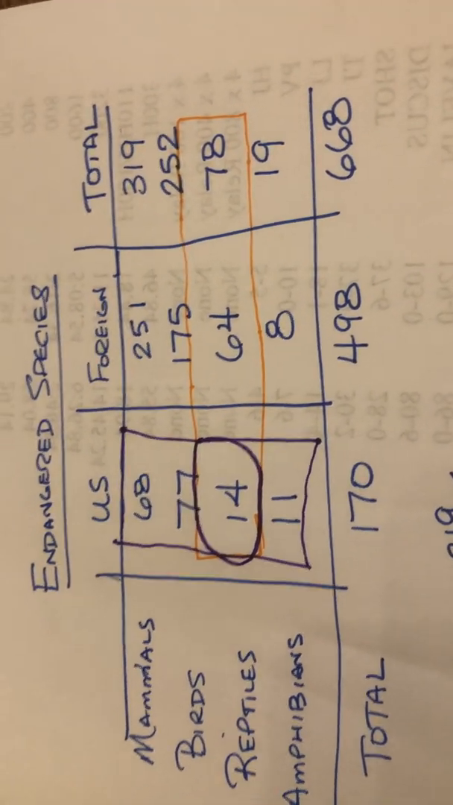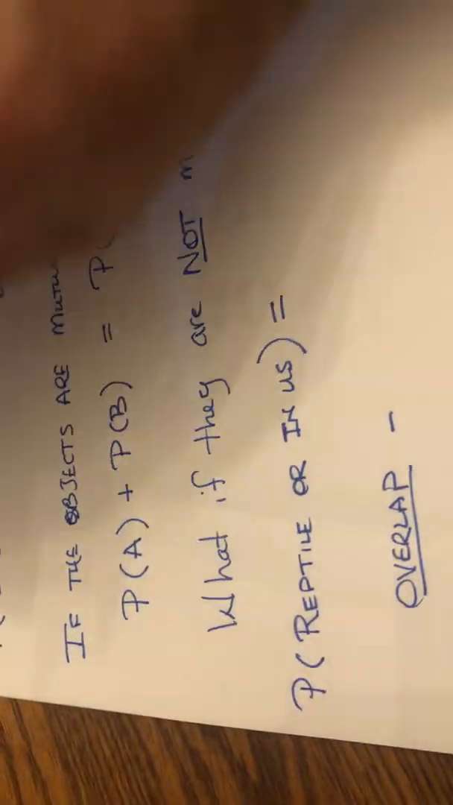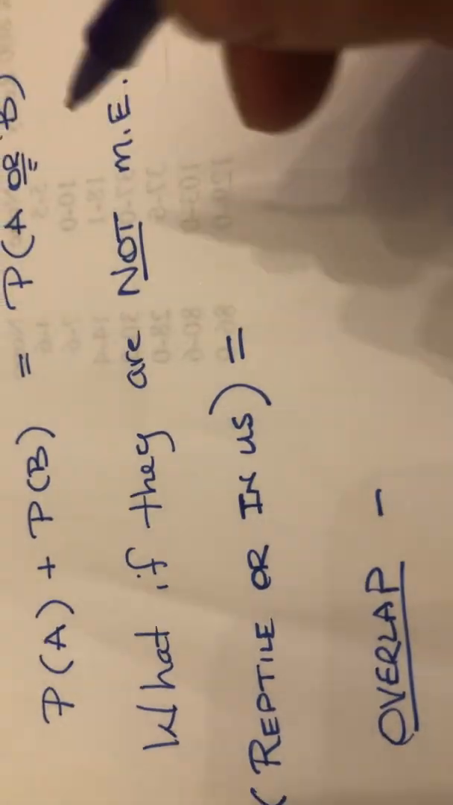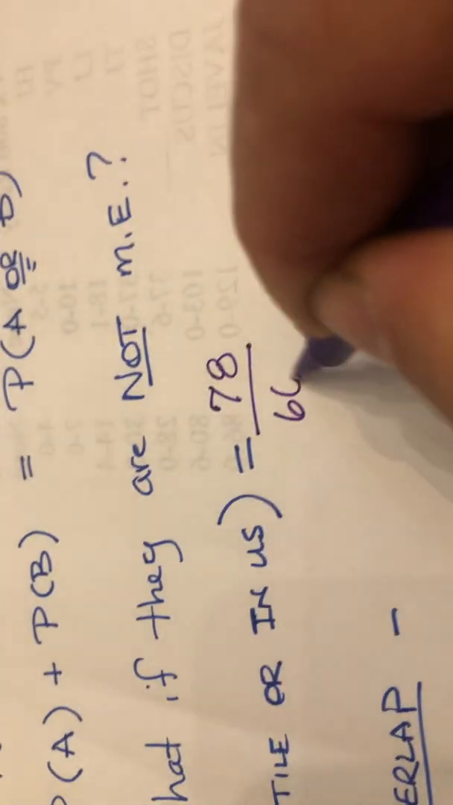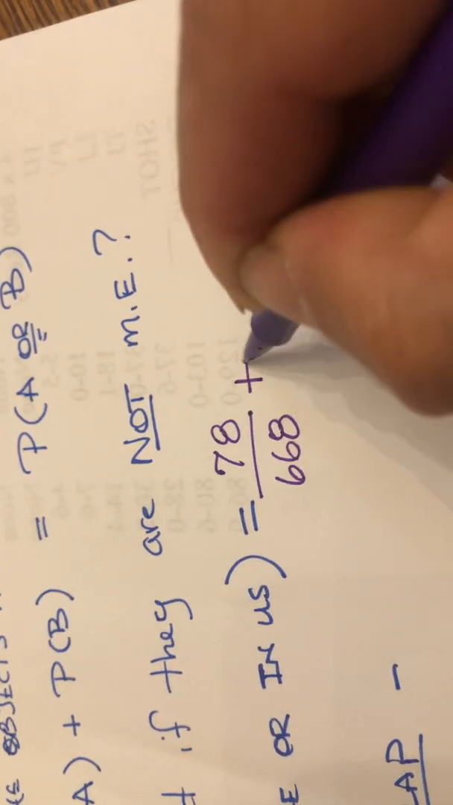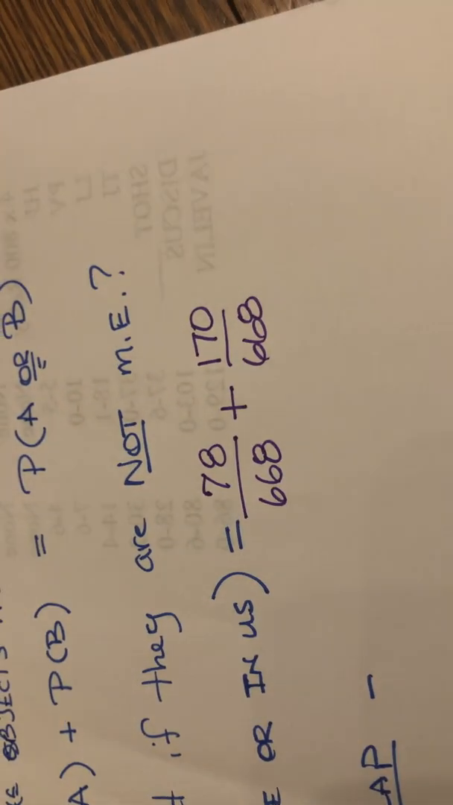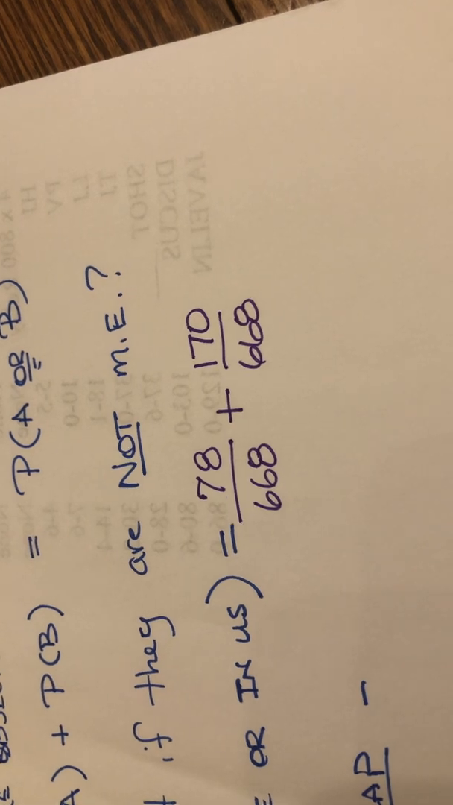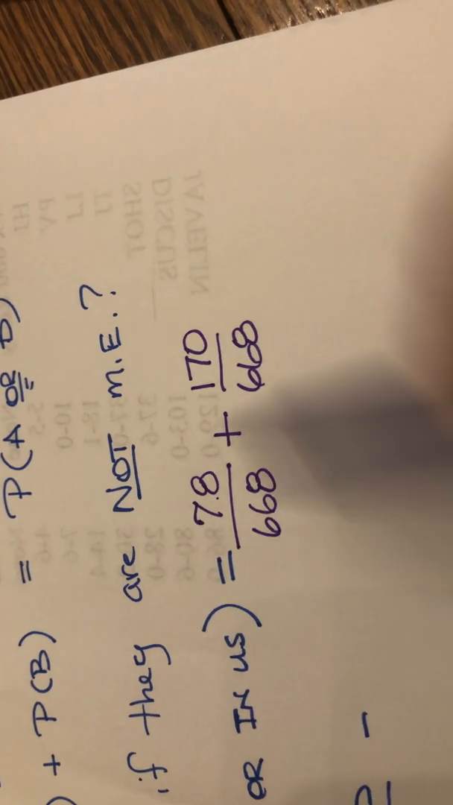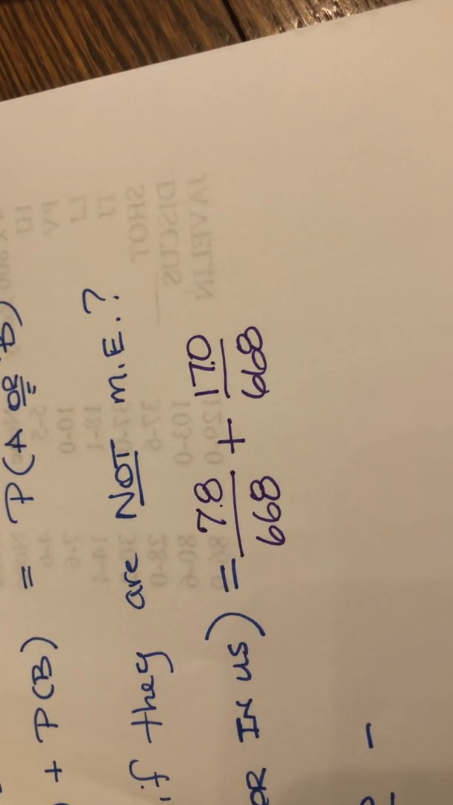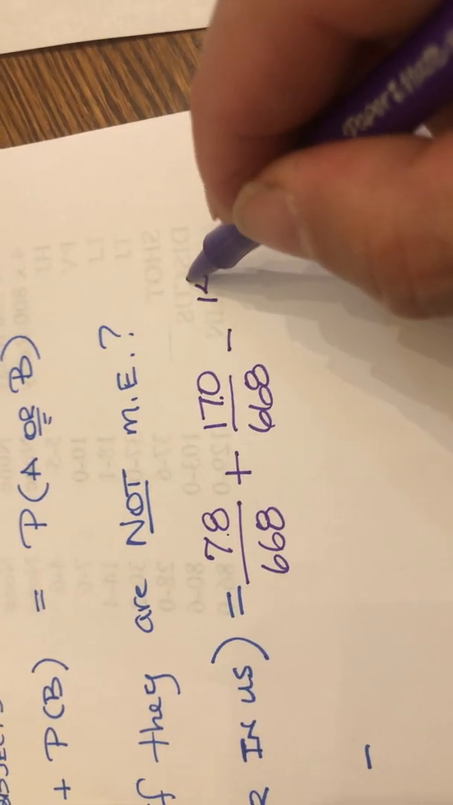So what I need to do when I do my probability, get back to my page, I need to look at, okay, what's the probability that it was a reptile? Well, there were 78, plus what's the probability it was from the United States. But if I just do that, I have left those 14 in there because remember, they were counted in this one. They were counted again in this one. So I've overcounted by 14. So what I do is I subtract back off the overlap.